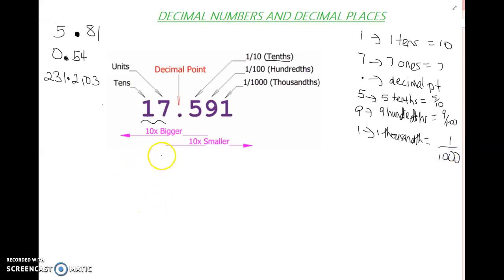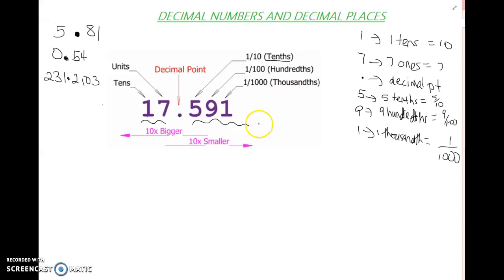Now, if you look at the pink arrows at the bottom here, when you move to your left, every number gets 10 times bigger. When you move to your right, every number gets 10 times smaller. So the more you move to your right after the decimal point, your numbers get smaller.